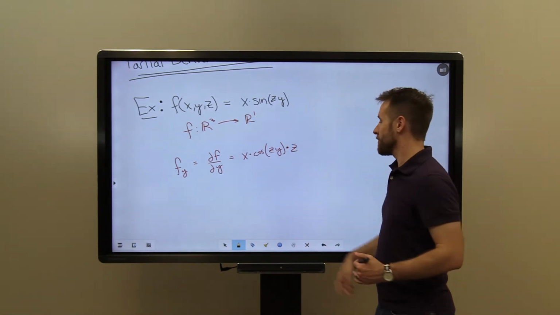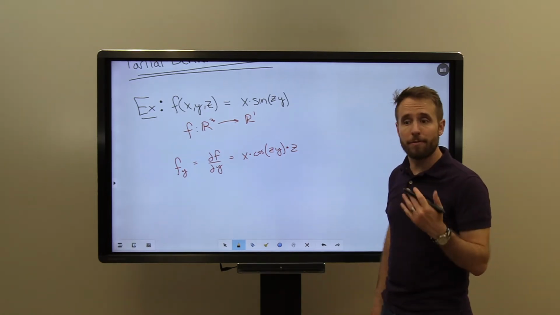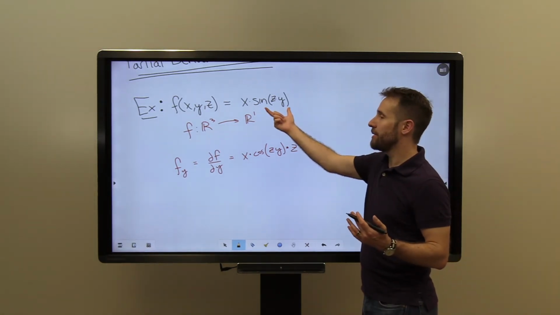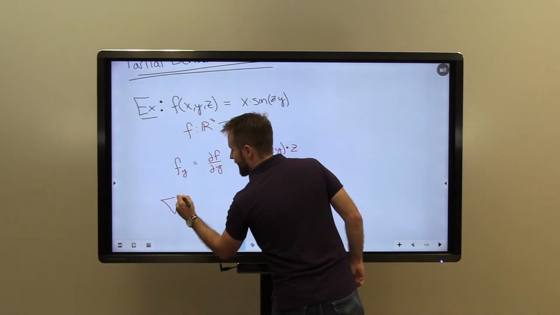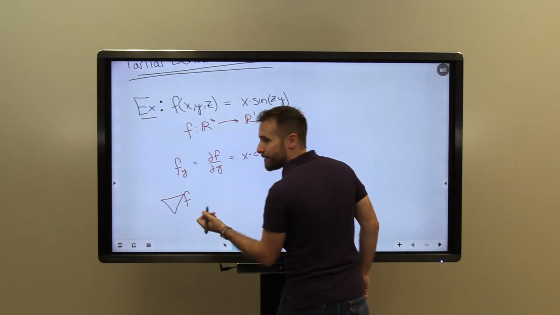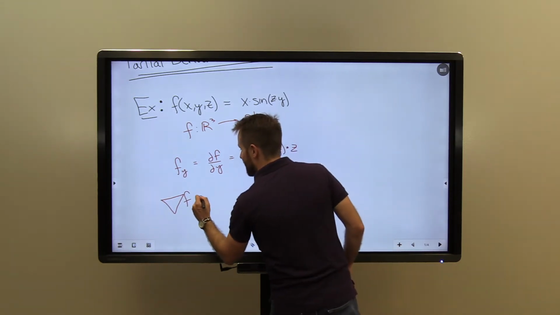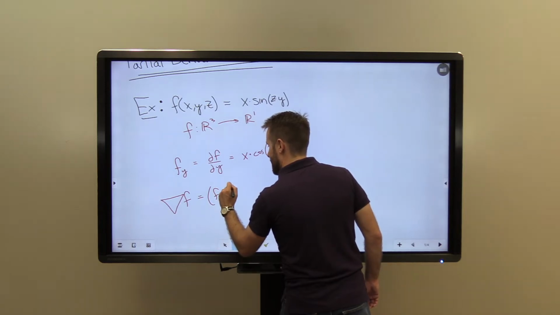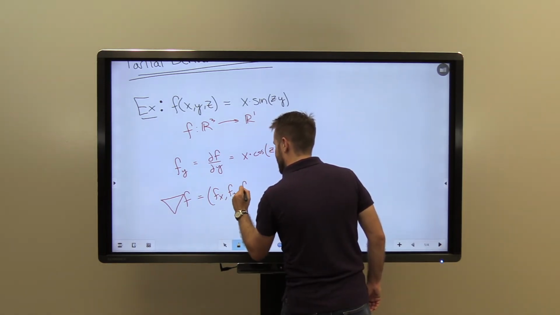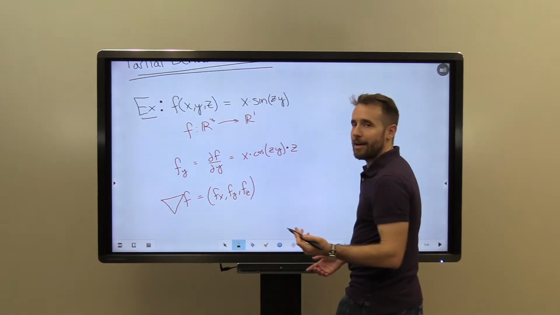We also had, for functions with a single output, the idea of the gradient of the function. And we denoted that like this. We said the gradient of f, or grad f, is just going to be the vector that includes the x derivative, the y derivative, and then the z derivative in that order.